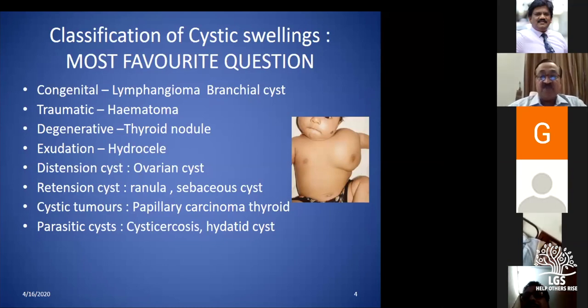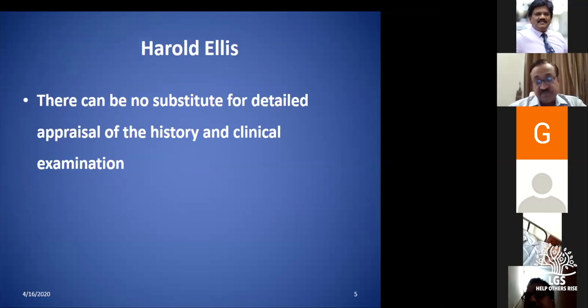Now, again, yesterday I reminded you, when the question is asked about swellings, the classification of cystic swellings, very often you people miss. So make it a point to learn by heart this classification of cystic swellings, because this is a very commonly asked question. If you did not come yesterday, just make a note of it and be ready.